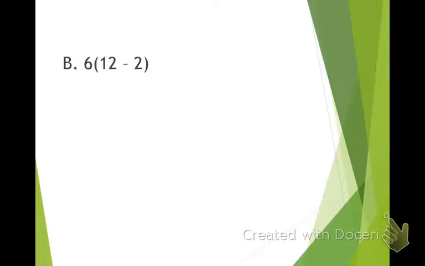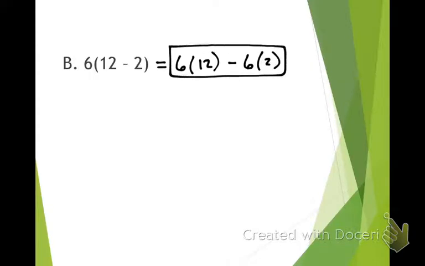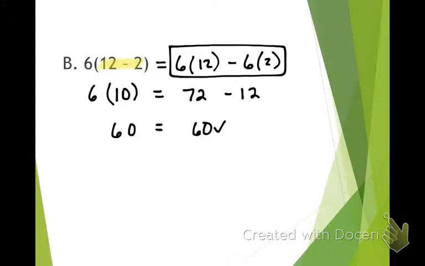Who thinks they can come up with an equivalent expression? Kyla, what should I do? Alright, so put an equal sign, and then 6 times 12 minus 6 times 2, and then box that in. And then under the 6 times (12 minus 2), you should put 6 times 10 equals 72 minus 12. Okay, so as you can see, she did those parentheses first, and now on the right-hand side, what's 6 times 12? 72 minus 12. Very good. Keep working it out. 60 equals 60, and then the little check mark. That is correct. Any questions for her?